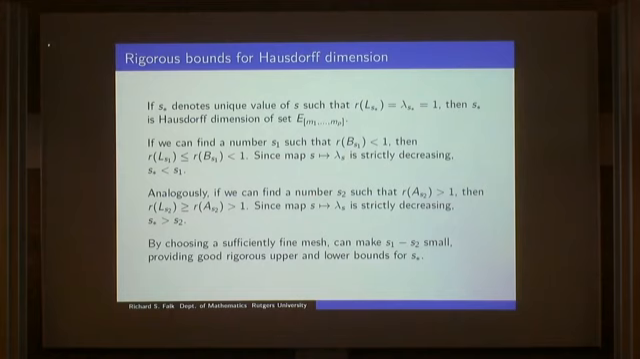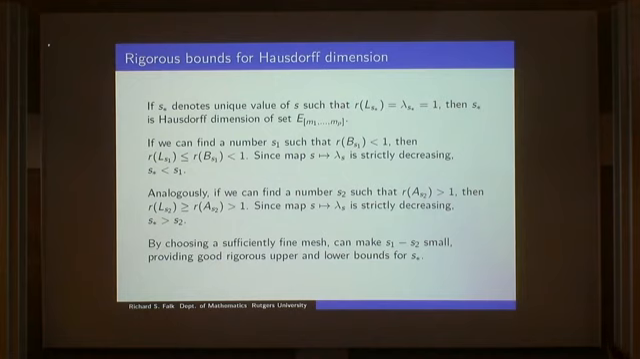Okay, so one more fact. What's the Hausdorff dimension? The Hausdorff dimension is the value of the parameter s, they call it s star, for which the spectral radius of L_s is 1. If I could find a number s1 so that the spectral radius of my matrix B is less than 1, then I have this inequality because the mapping is decreasing from s to lambda_s. If I can find a number s2 such that R of A of s2 is bigger than 1, then similarly I have a lower bound on s star.